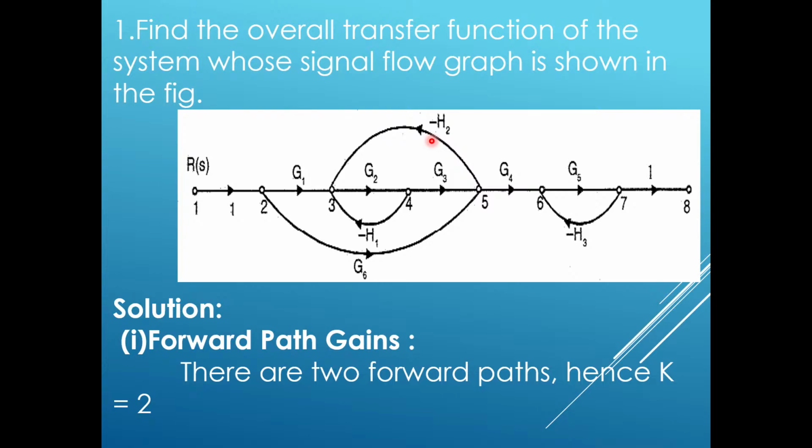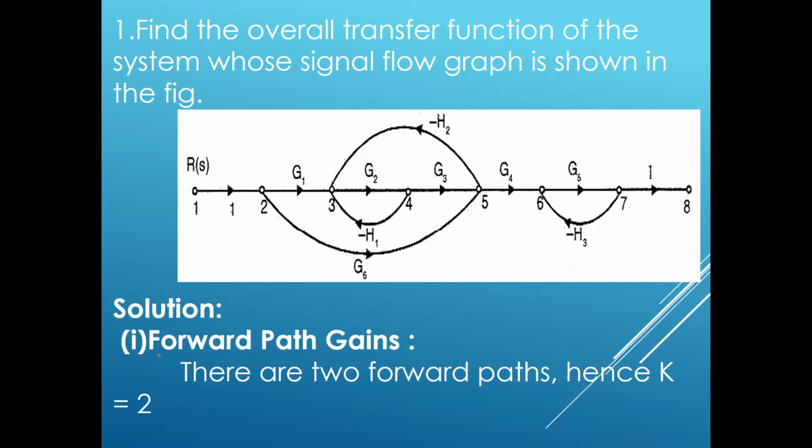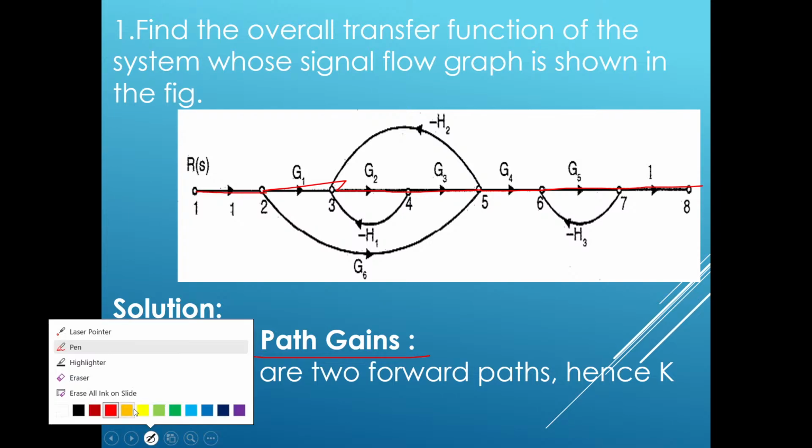Okay, so in this problem, the first step is to determine the forward path gains. If you carefully observe the arrow marks, just see the signal direction. The signal is traveling from node 1 to node 2, node 2 to node 3, node 3 to node 4, 4 to 5, 5 to 6, 6 to 7, 7 to 8. So this is one forward path.